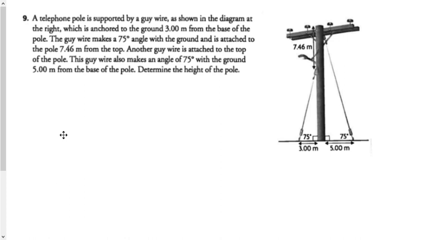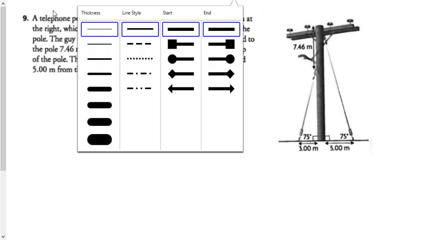Alright, we're taking a look at some of the trickier ones from our similar angles homework. So let's dive in. Our first one was number 9, and this was the one with the guy wires attached to the telephone pole. This is a tricky one where deciding what we know and what we don't know is a big part of the problem.